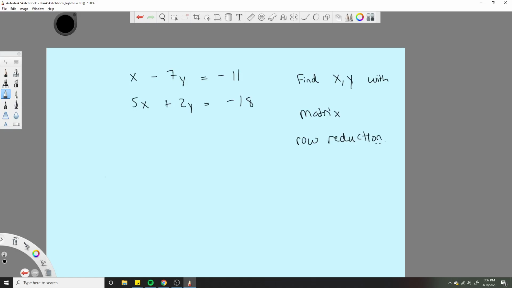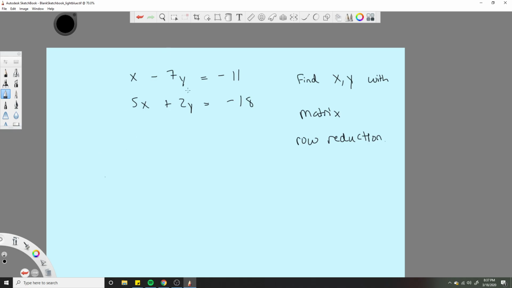Alright, here's the problem. The goal is to solve it using matrix row reduction instead of just standard substitution. It'd be easy to do with substitution, but for our purposes, we want to do it with matrices. So I'm going to start now.